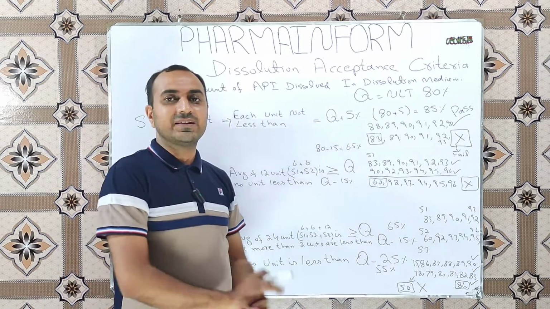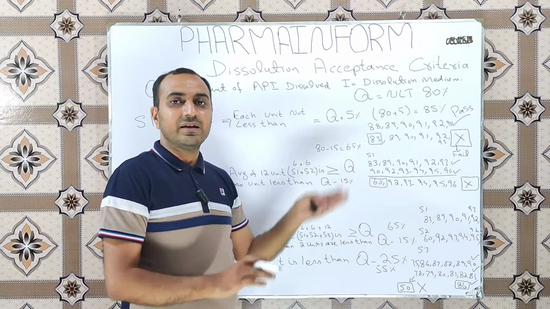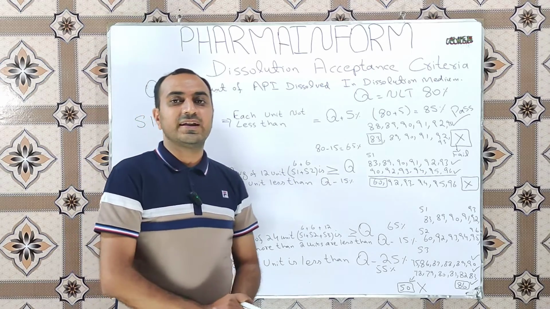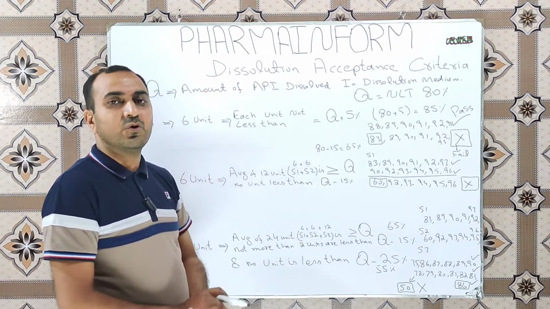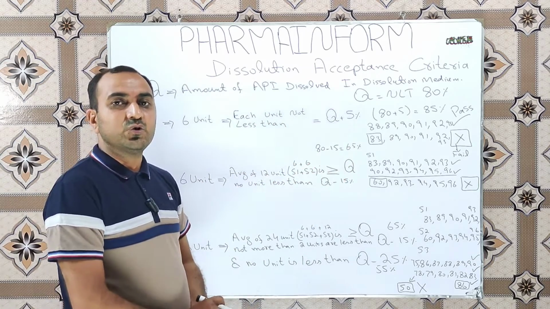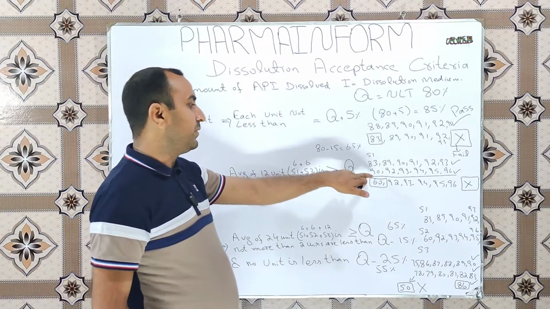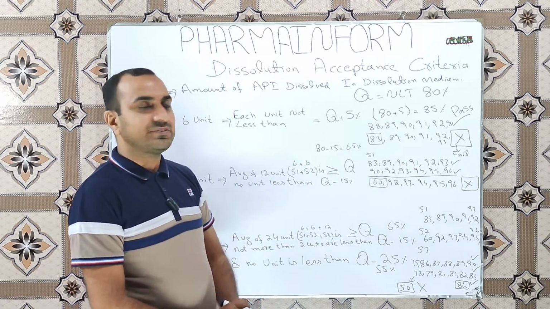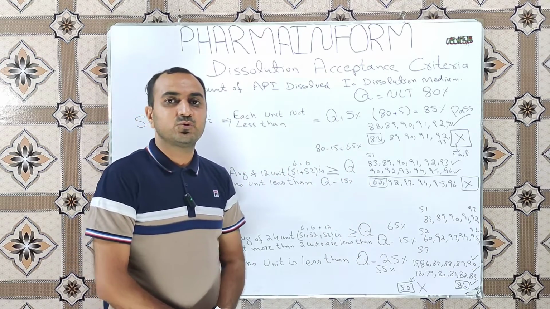So you can check that the average of our 12 values will be greater than 80%. Now the next specification is that no unit is less than Q minus 15, meaning 80 minus 15. No unit out of 12 should be less than 65%. So from the example you can see that no unit has a value of less than 65. So our batch will be released at the S2 stage.